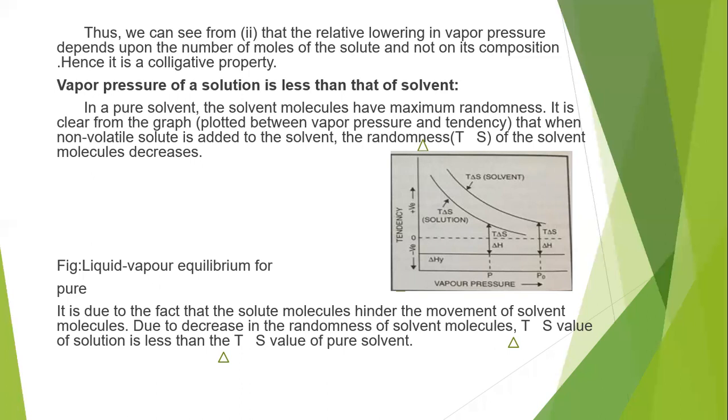The pure solvent has a higher vapor pressure compared to the solution, because in a pure state all the molecules in a solvent have very high randomness. If we add any non-volatile solute to that pure solvent, the solute molecules hinder the movement of the solvent molecules, so the randomness of the solvent molecules decreases because of the solute particles. Once the randomness is decreased, the vapor pressure also decreases. So the vapor pressure of a solution is less compared to the vapor pressure of a pure solvent.